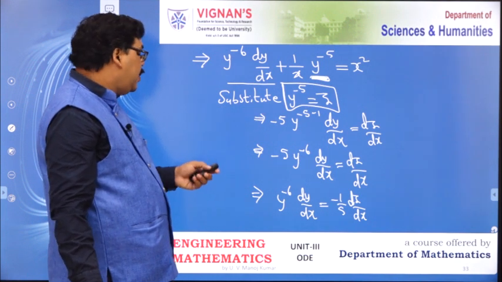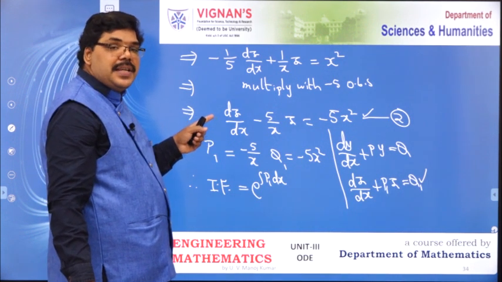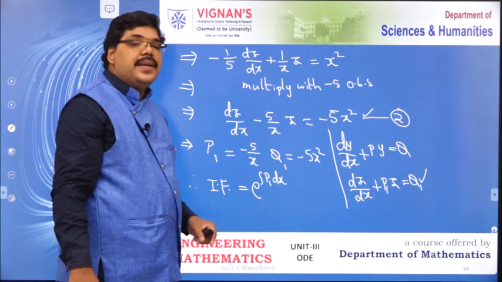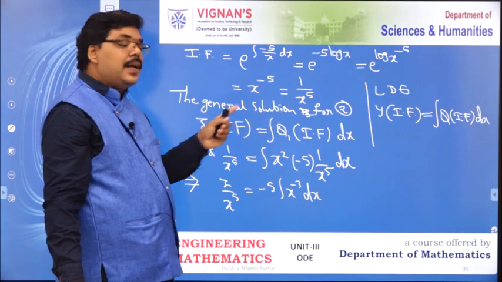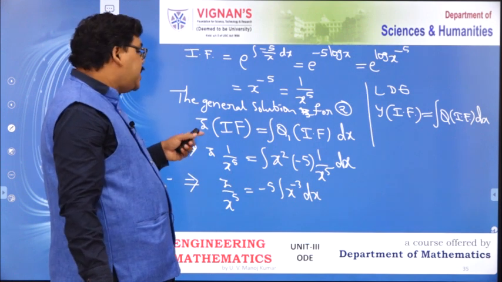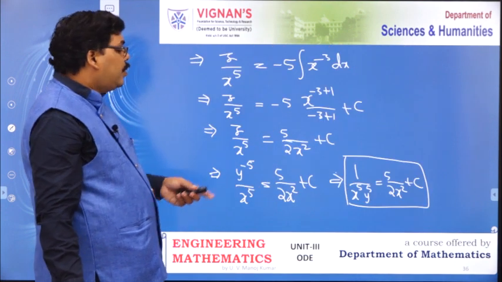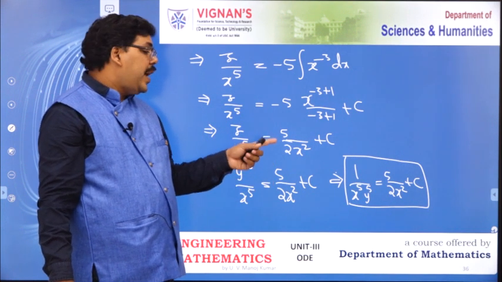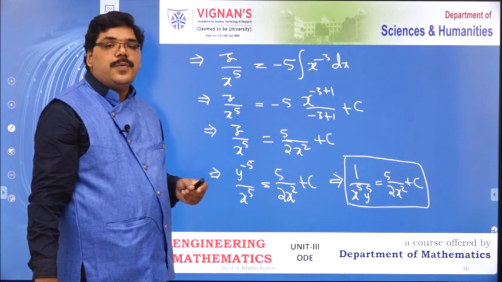Substitute these two in the given equation, we get the new differential equation. This new differential equation is a linear differential equation. So compare this with the standard form of linear differential equation. Find the integrating factor. After finding the integrating factor, write the general solution and simplify. What is there to simplify? Replace z with y power minus 5, the original substitution, and integrate the right hand side. So the final answer is 1 by x power 5 y power 5 equals to 5 by 2x square plus c. So this is a typical example for Bernoulli's differential equation.